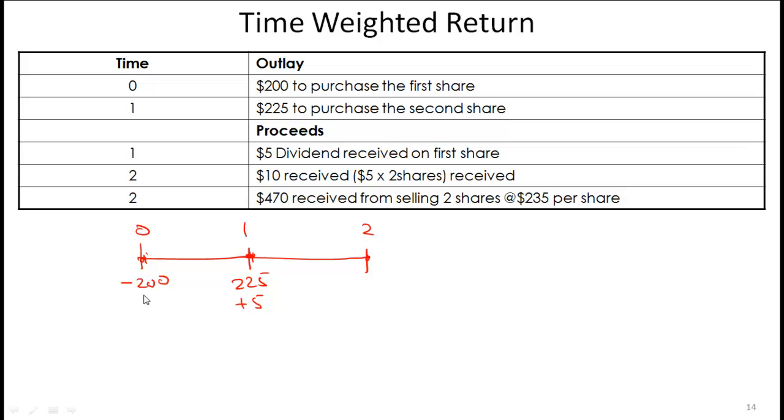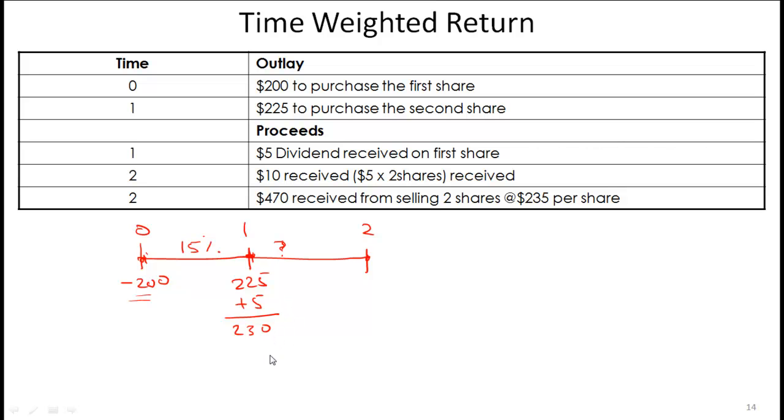So here you went from a $200 investment. On the $200 investment, essentially you have $230 at the end of the year, $225 in the form of the share, and $5 in terms of the dividend that you got on this share. So from 200 to 230, basically you made a 15% return in year 1. So that's done for year 1. Now what was your return in year 2?